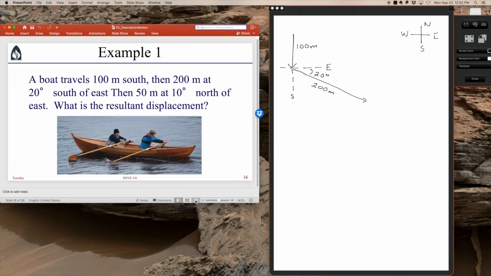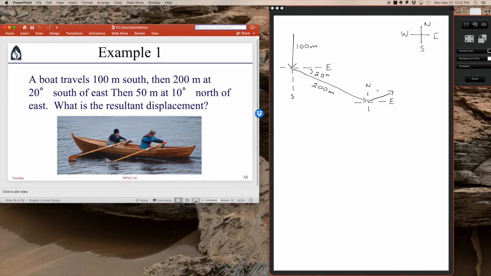Then finally, the boat undergoes a displacement of 50 meters, 10 degrees north of east. Once again, I draw a bit of a coordinate system here at the tip of my second vector where I'll add the third. I need to add this third vector so that it's pointing in a direction that is 10 degrees north of east. So I start out in the east direction and drag the tip of that vector 10 degrees in the north direction. That means the final vector will look something like this.